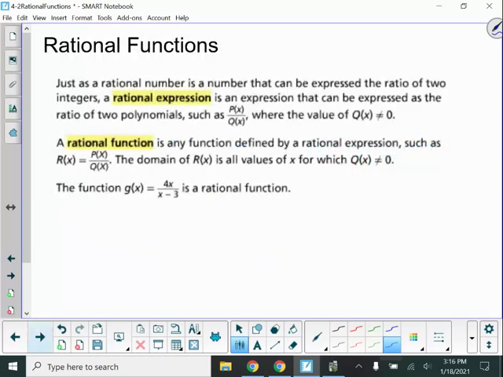So this is really our start of rational functions. Just as a rational number is a number that can be expressed as the ratio of 2 integers, a rational expression can be expressed as the ratio of 2 polynomials, such that your q of x, whatever's on the bottom, is not equal to 0. Your rational function is defined by any rational expression where r of x is equal to p of x over q of x. And again, q of x cannot equal 0. The function we just looked at, 4x over x minus 3, is a rational function. So we're dealing with a lot of polynomials within fractions in this chapter.